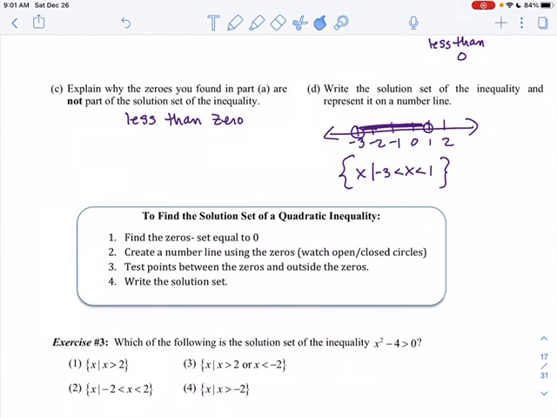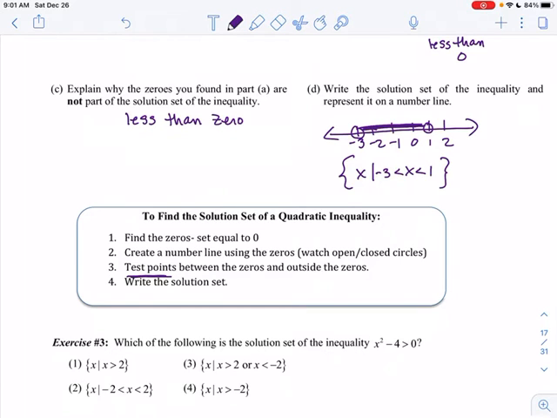So how do I do this? To find the solution set of a quadratic inequality, you're going to find the zeros. So basically you're going to do exactly what we did before. Make sure it's in standard form, everything on one side equal to 0. Find the zeros. All right, so you're going to factor it. Create a number line using the zeros. Watch for open or closed circles. Test the points between the zeros and outside the zeros. So I'm going to test in between and I'm going to test on the outside, and then you're going to write the solution set.